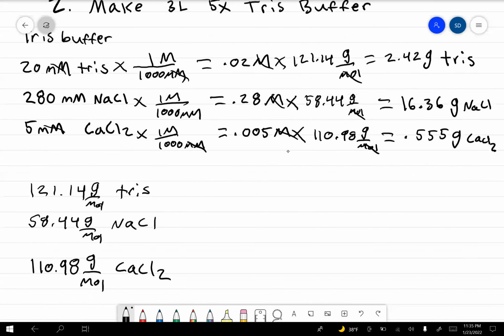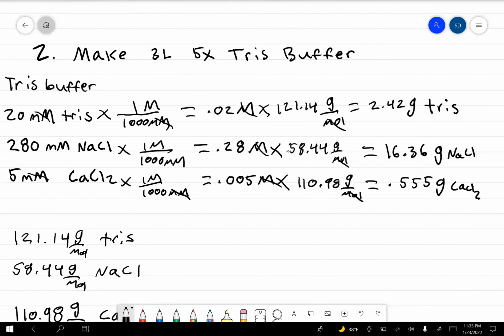So from here, what we just calculated is how many grams it takes of each compound in order to make 1 liter of a one-times solution. However, the question is asking for 3 liters of a 5 times solution. So in order to do this, we have to take each of the grams and multiply them by the 3 liters that it is asking for and the 5 in the concentration.